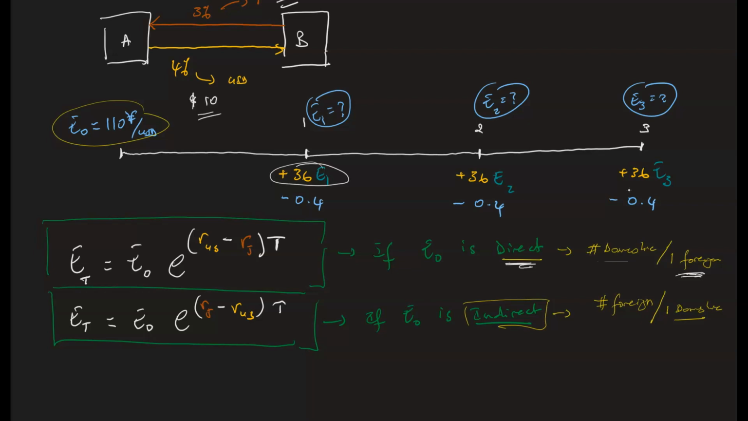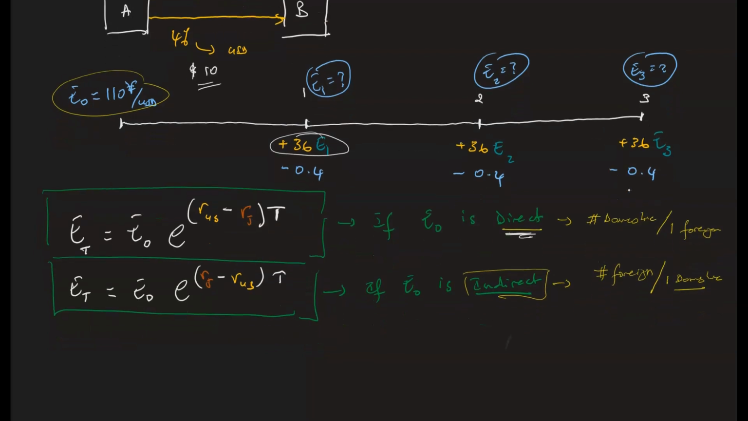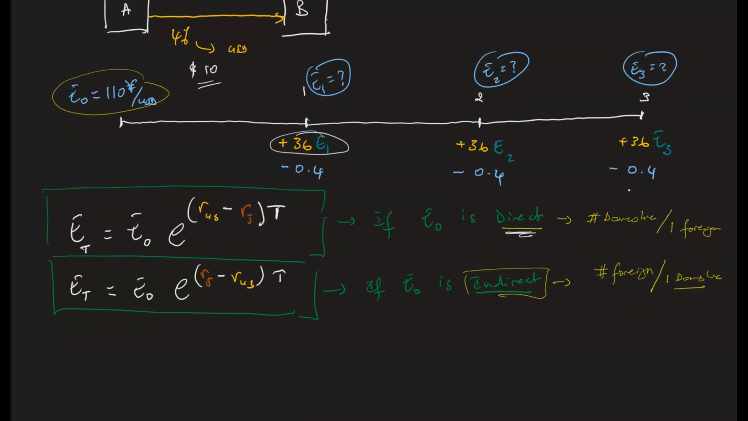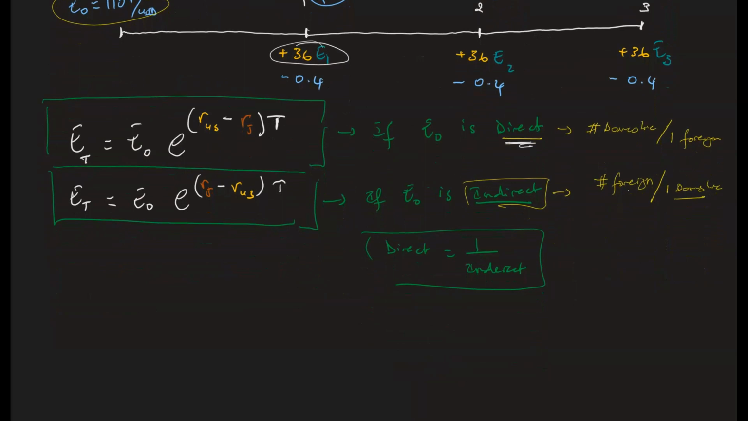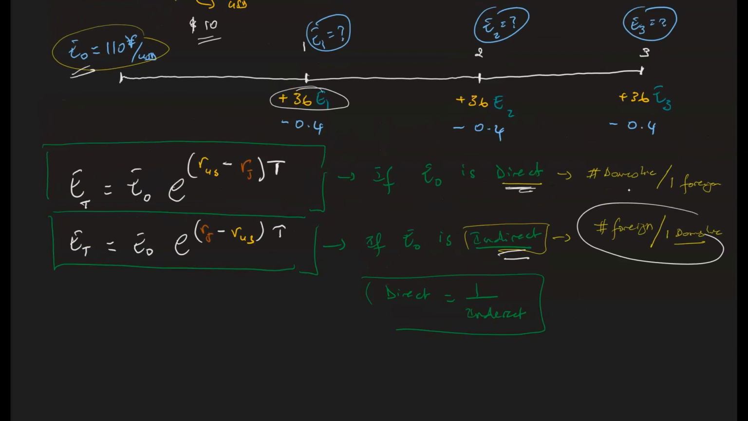And so the relationship between the direct and the indirect is that the direct is equal to 1 over the indirect. So we need to convert the E0 that we have, which is our spot exchange rate and is quoted indirectly. We need to make sure that when we're working with it, we're working with it as a direct quote.